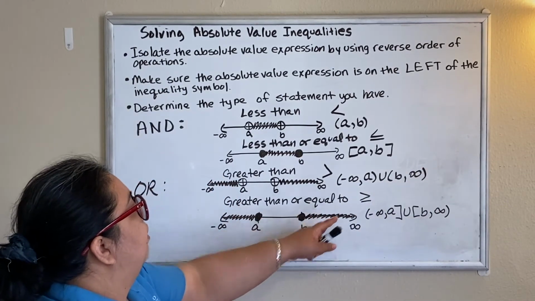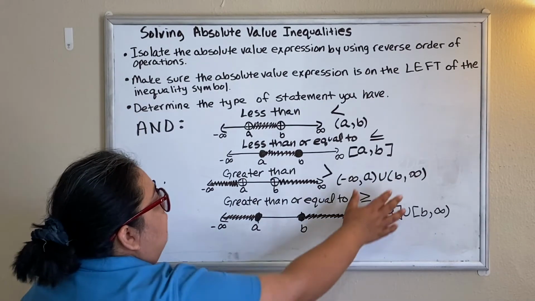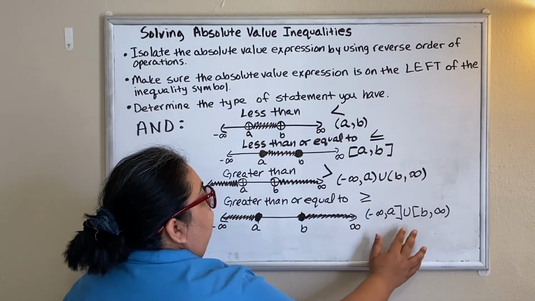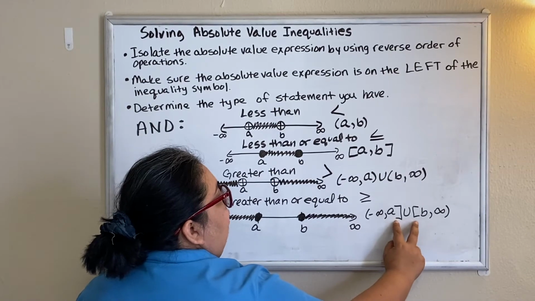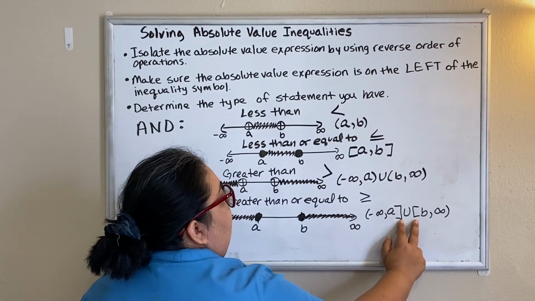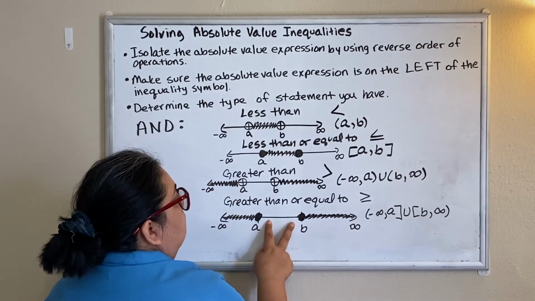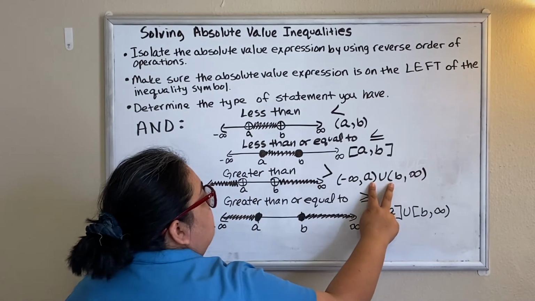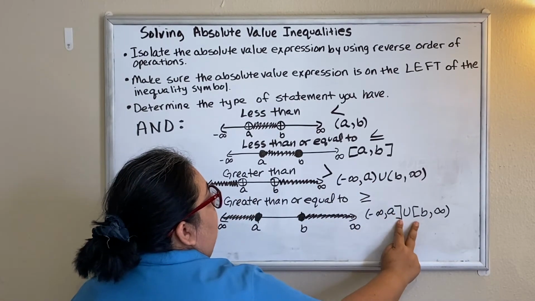Now with greater than or equal to, it's exactly the same. The only difference is that in the middle at A and B, we have brackets because these are closed. These are open, so we have parentheses. These are closed, so we have brackets.